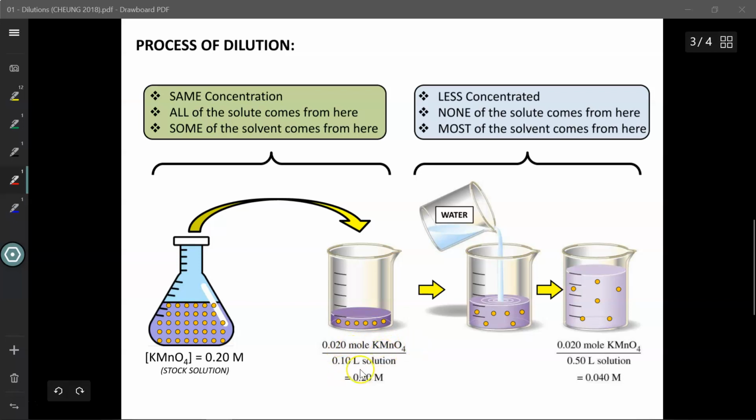But the solution volume is smaller here than it is here. Because you're dividing by a larger number, the concentration value will be smaller. So once again, none of the solute in my final solution comes from this step, but most of the solvent in my final solution comes from this step.